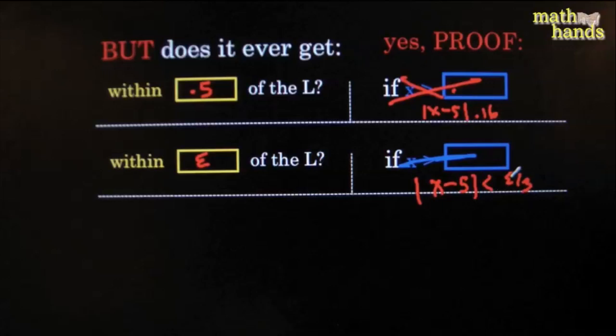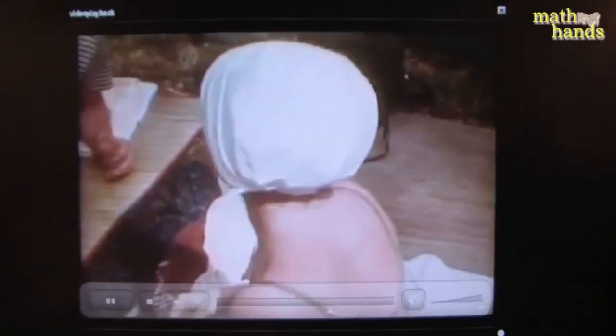We start asking, does the function ever get within 0.5 of the limit? Yes, and we have proof. But now we don't do it this way. Now we say if x minus 5 is less than 0.16, then I can prove to you that if x is in this range, my y will be within 0.5 of L. Okay, and that was just practice.